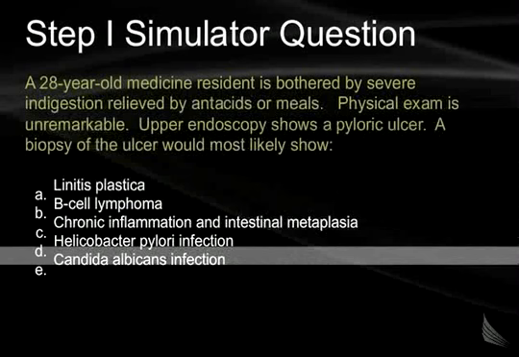In the patient with ulcer disease, especially the pyloric ulcer, one should always think about H. pylori infection. However, a biopsy of the ulcer is likely to show acute inflammation, making the answer choice C incorrect. Thus, H. pylori infection is most likely to be seen in this patient.